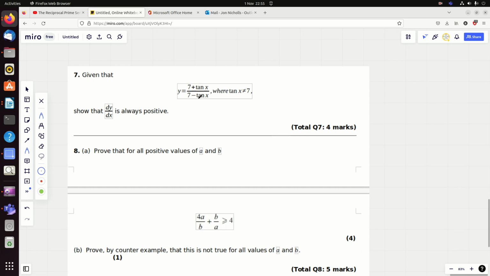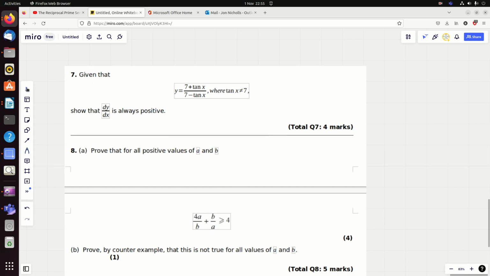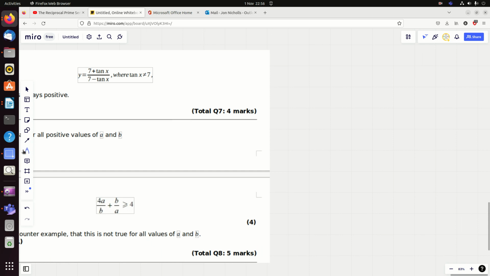Okay, so what am I going to do with this one? y equals 7 plus 10x over 7 minus tan x. I need to show it's always positive. This is harder. You probably won't like this, but how can you get some of the marks here? Well, this is a quotient, so we need the quotient rule to differentiate it. So low d high, now that gives us low. The high just differentiates to sec squared x, minus high d low. Well, that's 7 plus tan x this time. And the bottom differentiates to minus sec squared x.